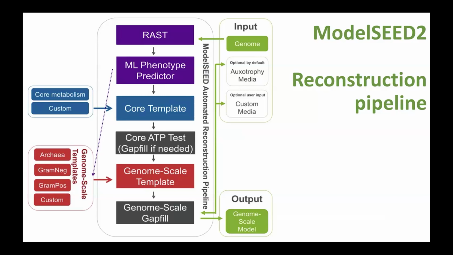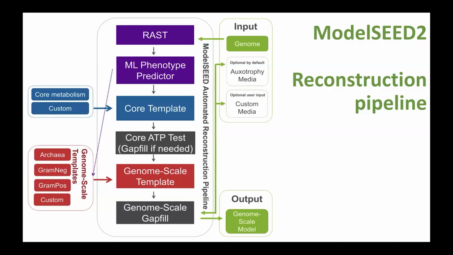Again, we're going to be focusing on reconstruction today, and what it does. Even though you don't see any of this when you use the app, all of this is going to happen all at once. But I would like you to understand the steps that are happening under the hood, which is the first step you need to do is you have to do an annotation with RAST.